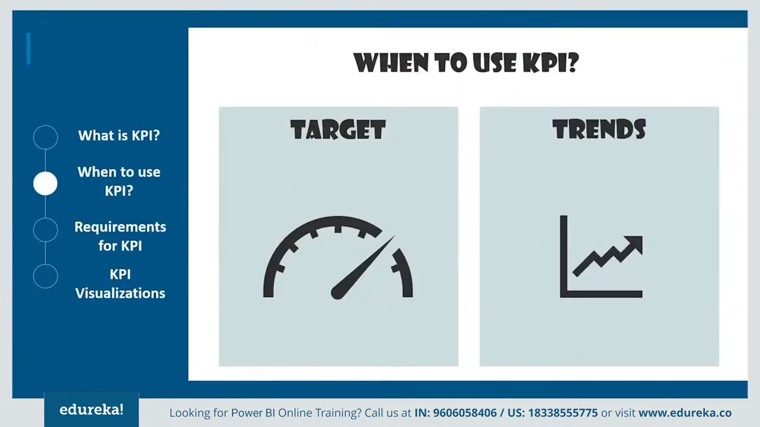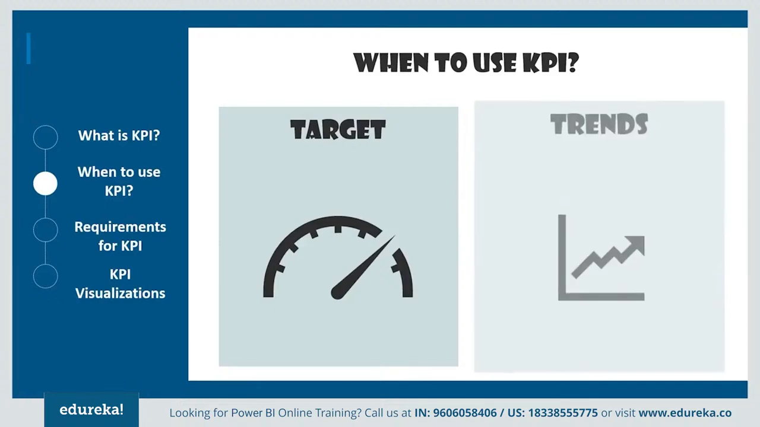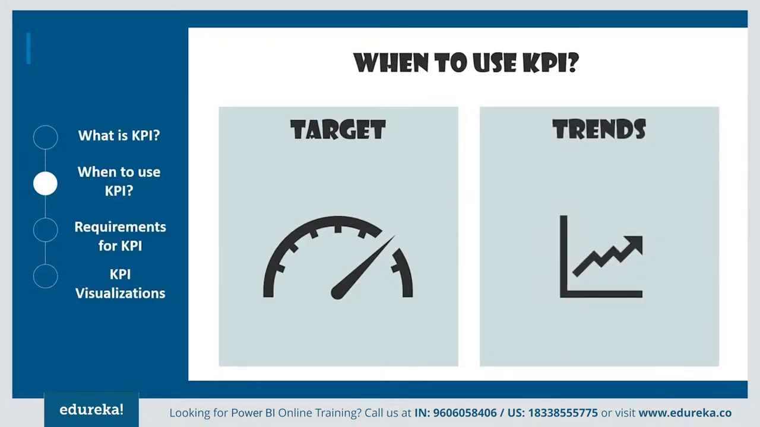Next, this is a really important question: when to use a KPI? KPIs mainly answer 2 questions. A, what am I ahead or behind on? This specifically refers to a number, which is your target. And secondly, how far ahead or behind am I? This represents a trend which is related to the target. Since a KPI is based on a specific measure, it is designed to help you evaluate a current value and the status of the metric.